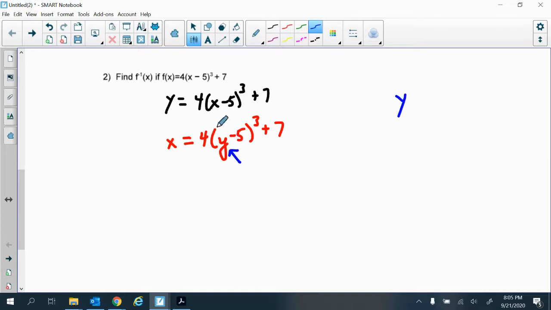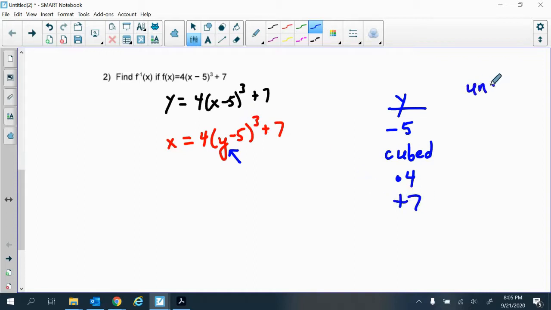The first thing that happens is what's in the parentheses. So the first thing is minus 5. Then the next thing is the y minus 5 gets cubed. Then we take the y minus 5 cubed and we multiply it by 4. Then we take all of this, 4 times (y minus 5) cubed, and we add 7.